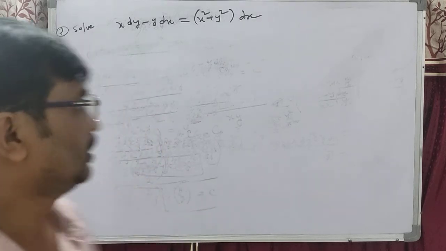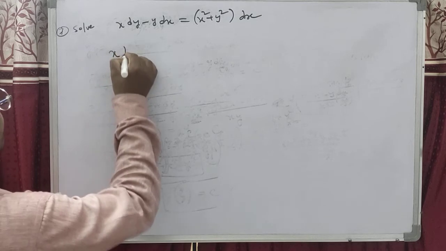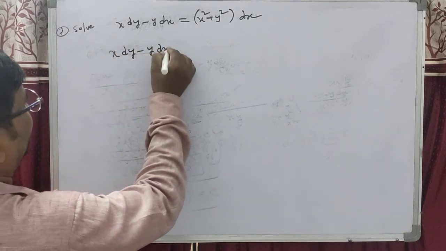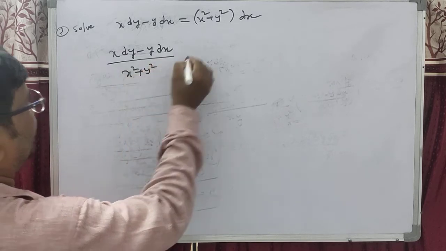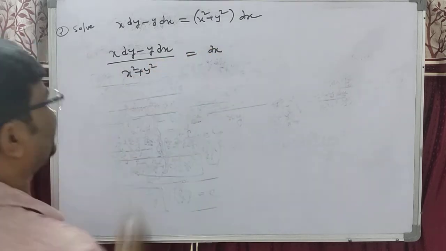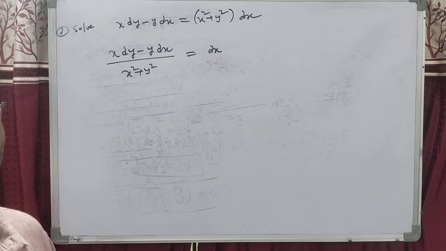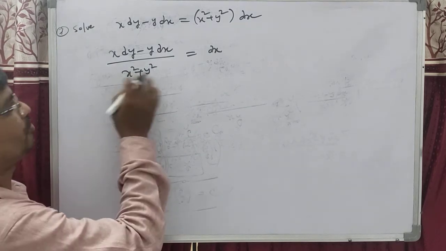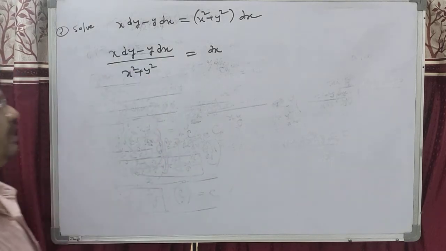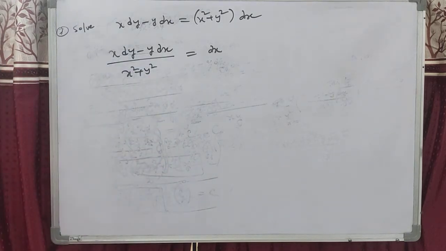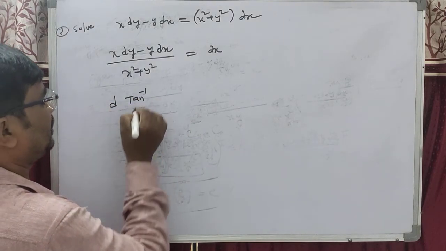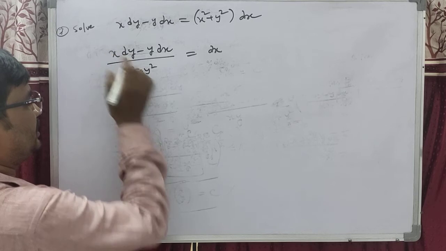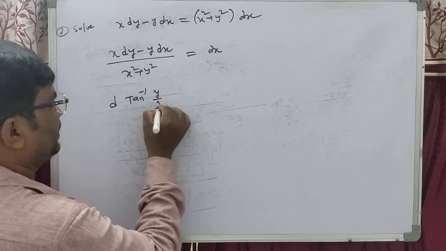Now here we can write x dy minus y dx divided by x square plus y square equals dx. The answer is directly there, students. How to get the answer? When the denominator is x square plus y square and the numerator is x dy minus y dx, my observation is that this is the tan inverse of y by x.